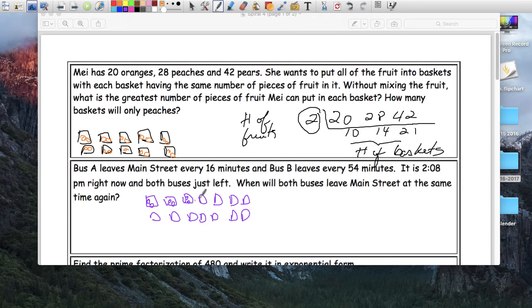So you notice that every basket contains the same number of fruits, and of the same type. We're not mixing it up. And lastly, the pears, I'm not going to draw 21, but with the pears, you have 21 baskets and 2 pears in each basket. It's a little bit different. You've got to read the question carefully.